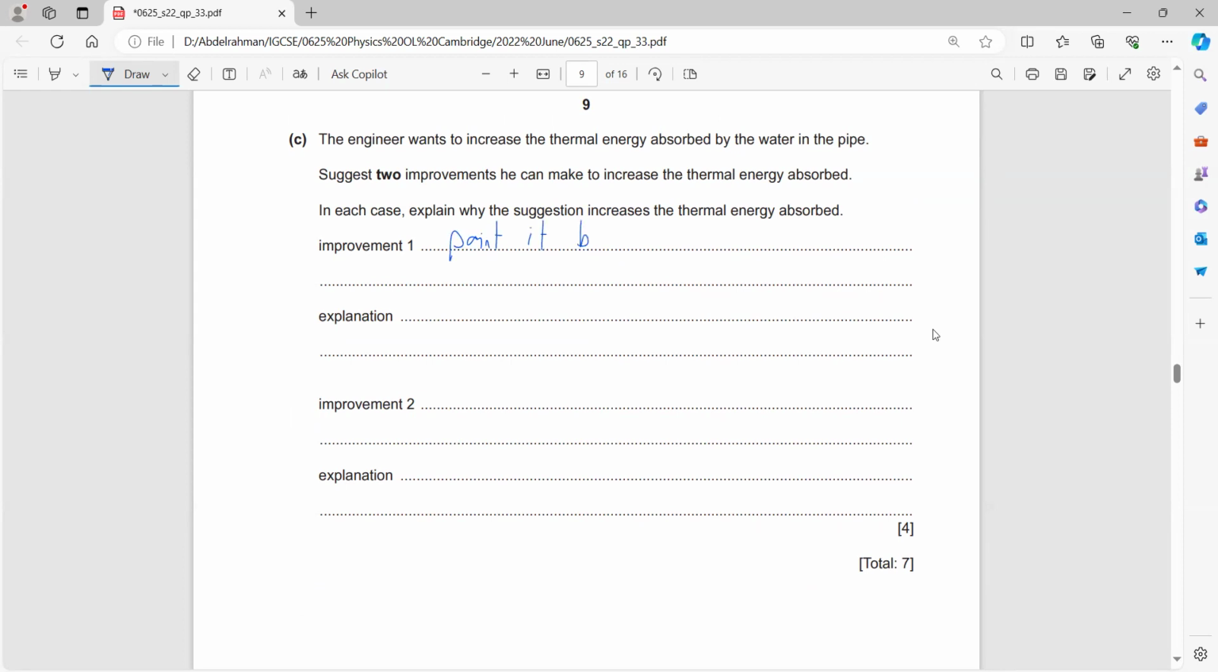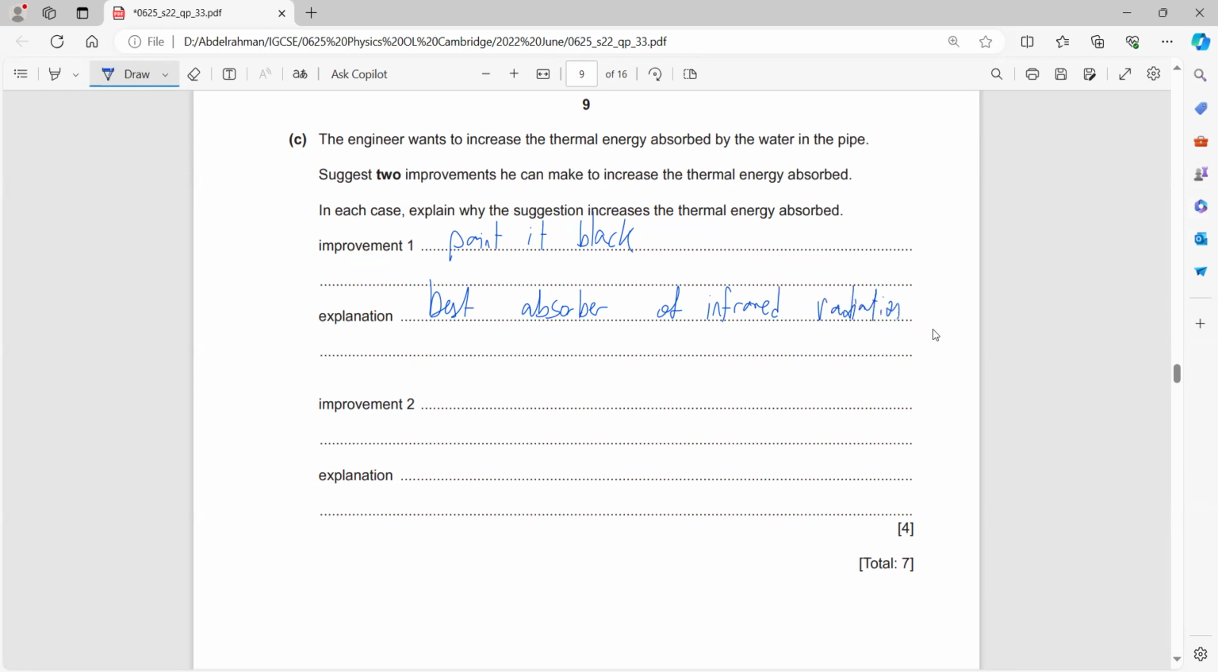Why? What's the explanation? Not emitter, absorber. Right. Do not say emitter here. It's the best absorber of what? Best absorber of infrared radiation. Yes, bravo. Best absorber of infrared radiation. But why here, guys, is it wrong to say best emitter?